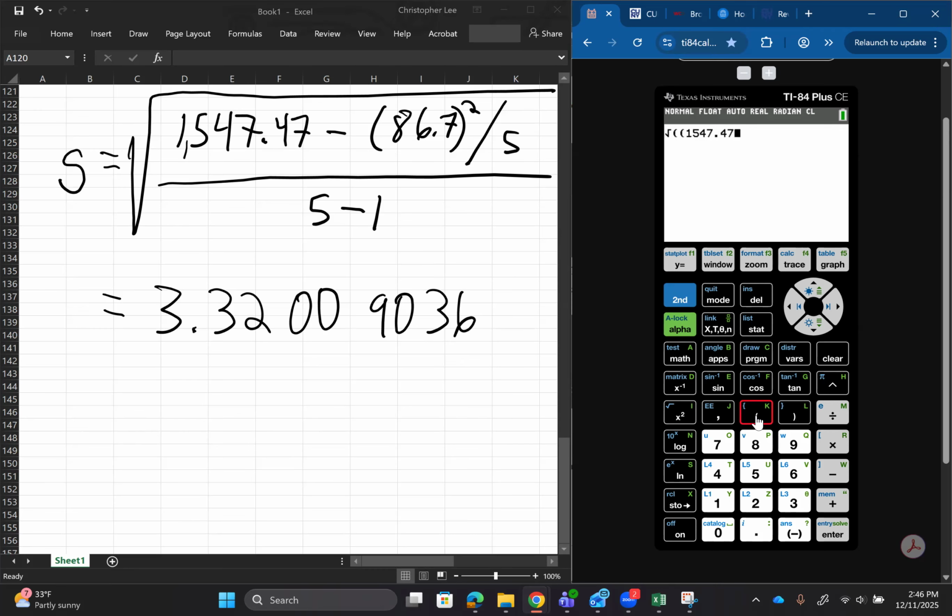Yeah, that's what I got. 3.32. But I did the steps right? I just was a little off with the numbers. This minus, yeah, you're right. I did it right, right? Then you squared this, right? Yes, I squared all of it. Then I added it all together. I did the n takeaway 1, and then I did the division, and that was it.